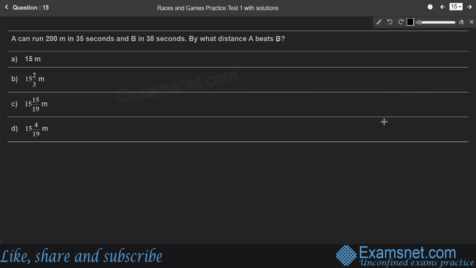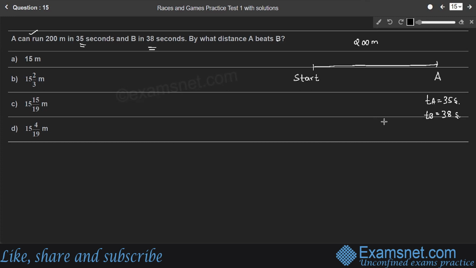Question number 15. A can run 200 meters in 35 seconds and B in 38 seconds. By what distance does A beat B? Here students will consider the total distance of the track. So 200 meters is the distance of the track. We consider the starting point, and A reaches the destination in 35 seconds. So time taken by A is 35 seconds, and B takes 38 seconds to reach the same destination.